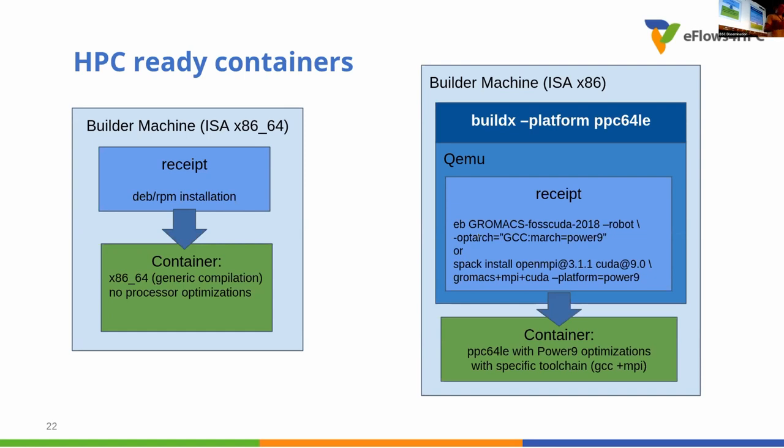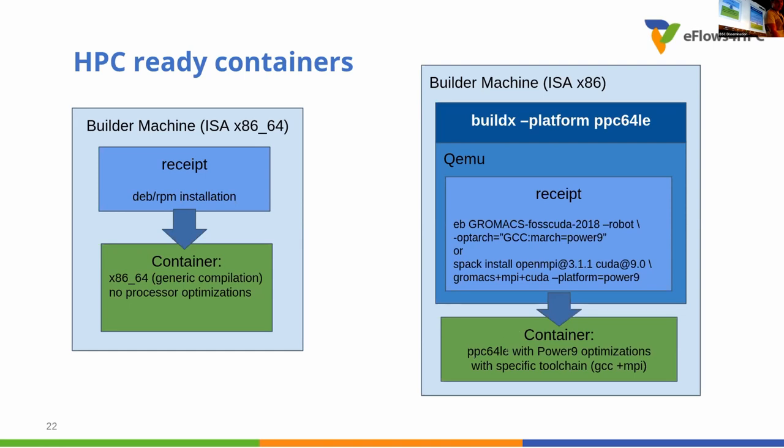Spack and EasyBuild are tools to install software in HPC systems, managing the different compilers and the different versions of the optimizations of the architecture, and they are already used in some HPC systems to build software. What we are doing with this is creating a container that, for instance, in this example, we have specified for the PowerPC platform and with the optimizations of a Power9.